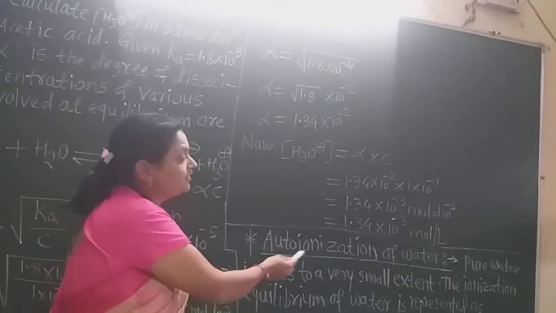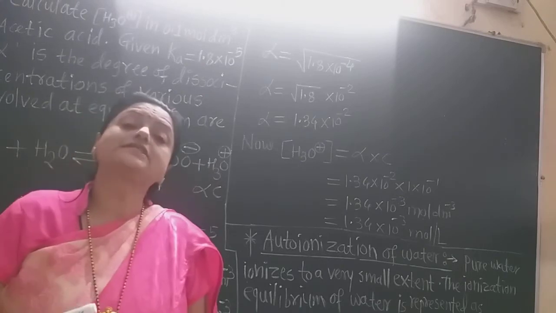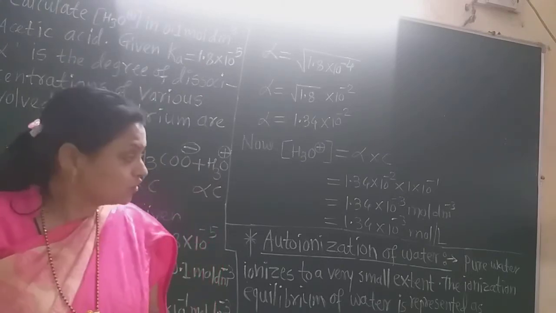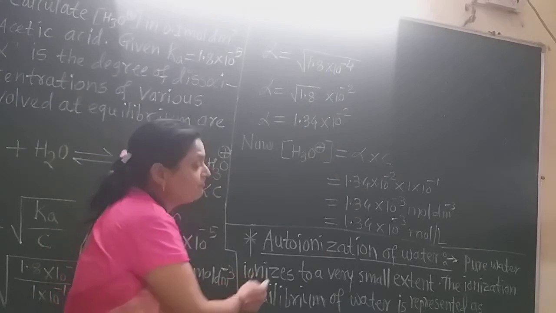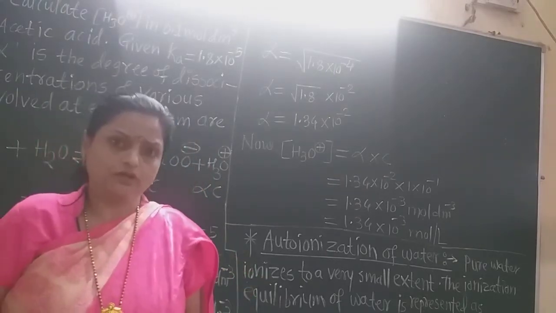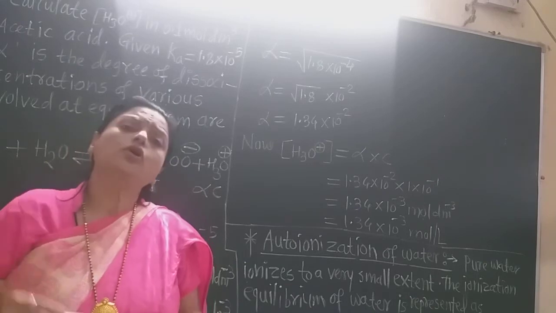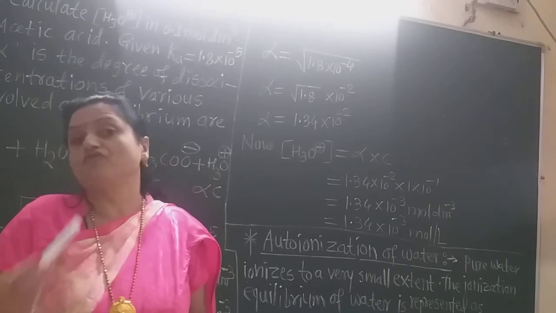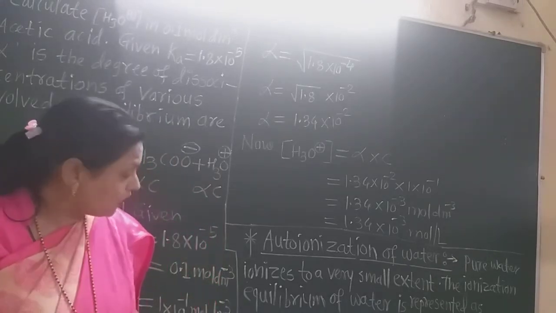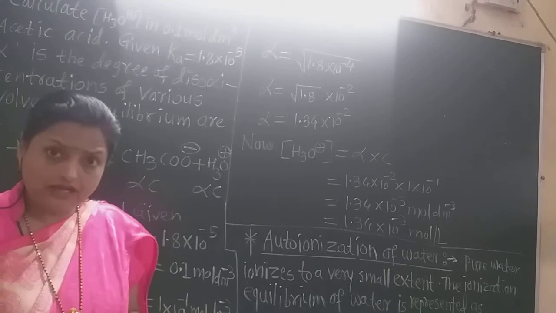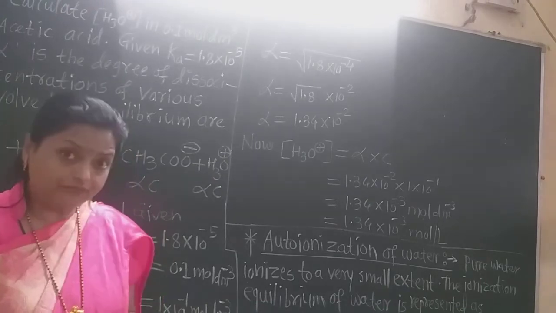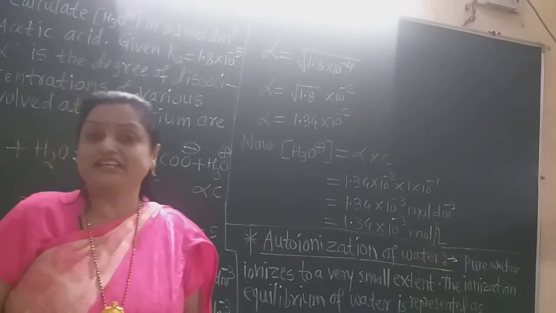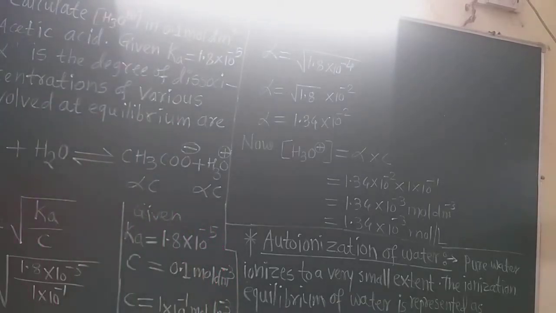Now let us learn, students, some special property of water. Now autoionization of water. Water molecules get auto-ionized. So pure water ionizes to a very small extent. Up to 1 into 10 raised to minus 7 moles only get ionized from the 1 mole. Remember that. So pure water ionizes to a very small extent. And the ionization of water at equilibrium is represented as follows. Now how is the ionization of water? Take 2 molecules of water and they get ionized as follows.